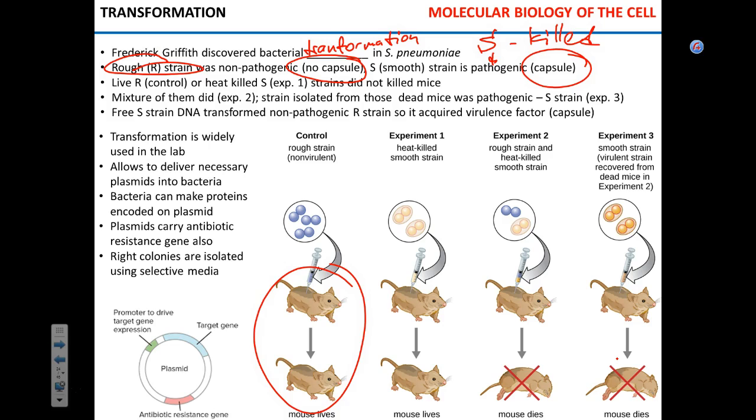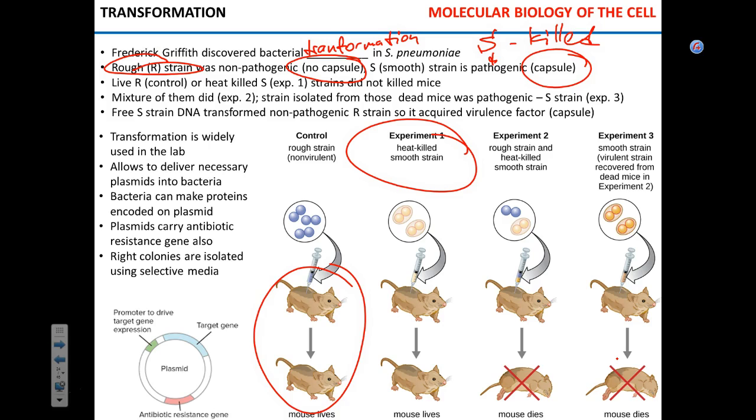Okay, so far, that's the prerequisite to the experiment. Now, Griffith was wondering what actually confers the virulence, what carries that information about the capsule. So what he decided to do, he decided to kill the pathogenic strain, inactivate it. So he boiled them. Okay?